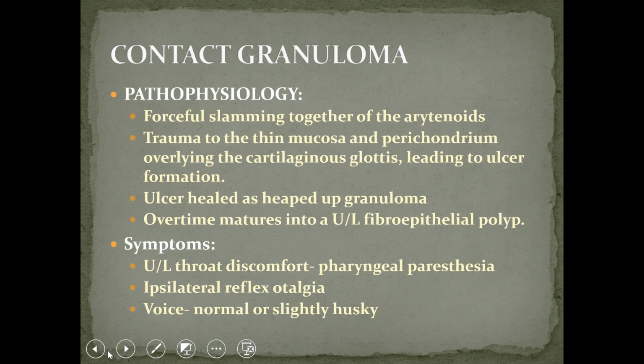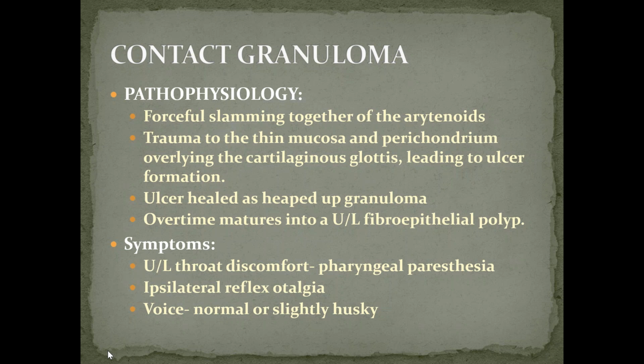There is ulceration of the mucosa followed by granuloma formation in the vocal process of the arytenoid region. There is a forceful slamming together of the arytenoids, causing trauma to the thin mucosa and perichondrium overlying the cartilaginous glottis, that is the posterior one-third of the glottis, at the region of the vocal process of the arytenoids, leading to ulcer formation. The ulcer heals as a heaped-up granuloma.